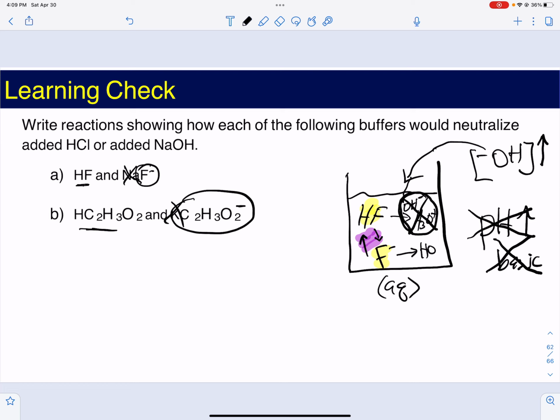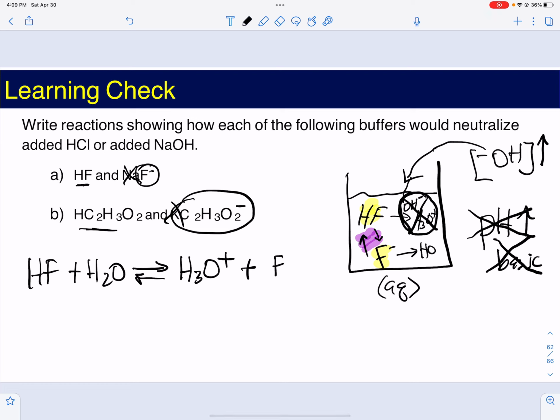So what about writing the reactions? Well, I'm going to have HF in water producing, it's a weak acid, so two arrows, hydronium and F negative. And now I'm going to add HCl to it. When I add HCl to it, the HCl will react with the fluoride, producing HF plus Cl negative. So it doesn't give a chance for the HCl to make more hydronium.